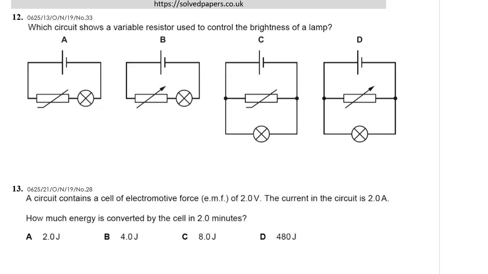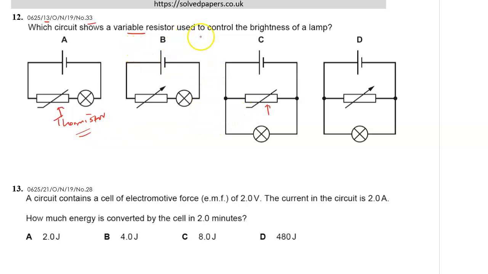Number 12, because you can see it's from variant 1.3. This was number 33 from that paper. Which circuit shows a variable resistor? Of course, you have here, this is not a variable resistor. This is a thermistor. We have a variable resistor in B and C, and also this is not a variable resistor. This is a thermistor.